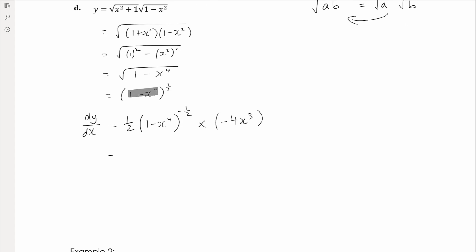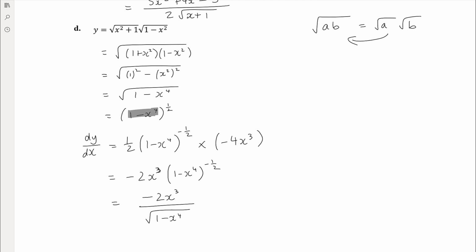Alright, tidying up a little bit, the half and the negative 4 will become negative 2, so we've got negative 2x cubed, 1 minus x to the 4 to the negative half, and we could choose to write that back with the square root, negative 2x cubed over square root of 1 minus x to the 4. Okay, so again, don't use the product rule if you don't have to. Simplify as much as you can first. If you still need the product rule, then you need to use the product rule. If not, then great, you don't.